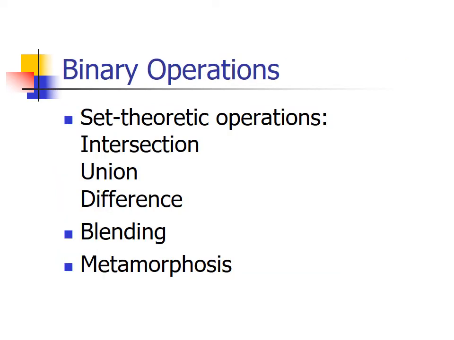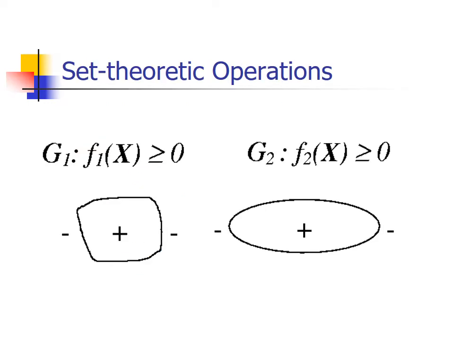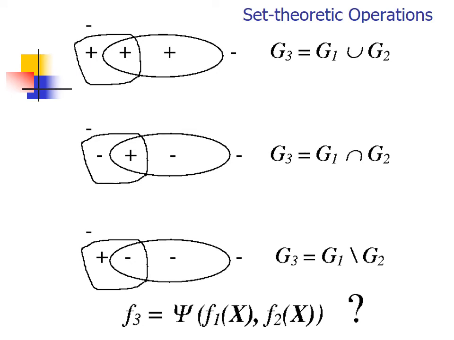The binary operations of FRep are the following. These are set-theoretic operations such as intersection, union, difference, and operations of blending and metamorphosis. Let's imagine that we have two objects, G1 and G2, which are defined by two inequalities with two functions, f1 and f2, as shown on this slide. For performing the set-theoretic operations on these two primitives, we need to find such special functions which save the signs of the original objects according to the type of operations.